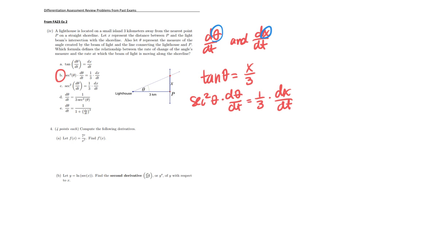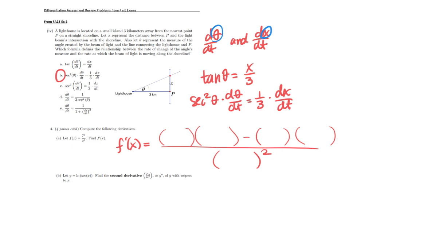The next one says compute the following derivatives. So I can see here that this is a quotient rule. So I can write f prime of x. Anytime I have a quotient rule, it's going to have this format where it's like the bottom squared, and it's like low d high minus high d low. So I just go ahead and put my parentheses there, and then I can fill in all the gaps.